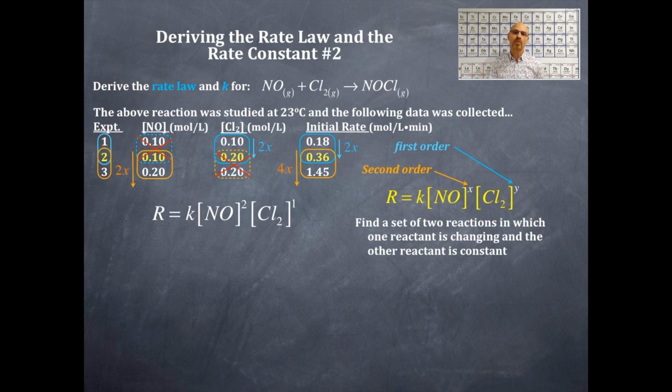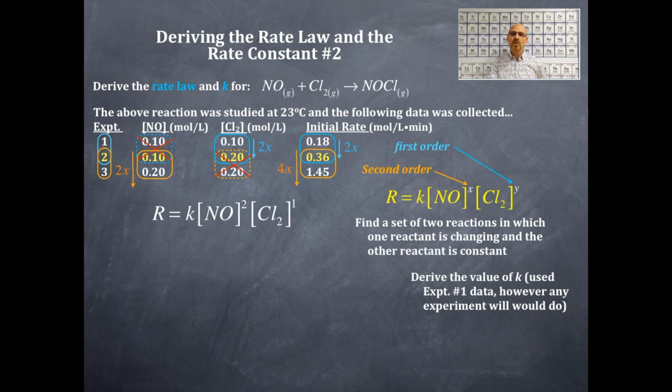The overall order for this reaction is third order. Okay, that is 2 plus the 1. So the overall order is third order. Okay, now what we're going to do is derive the value of k, that's the rate constant. Now you can use any of the experiments, experiments 1, 2, or 3, but I'm going to use the data for experiment 1, no particular reason, just because it's number 1.